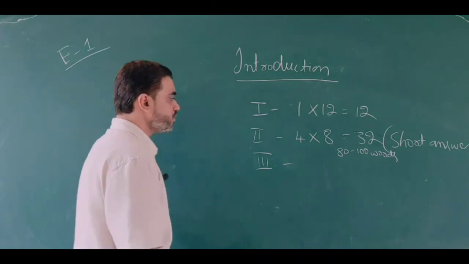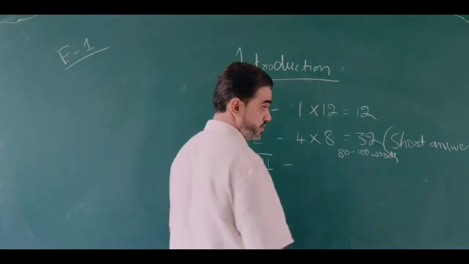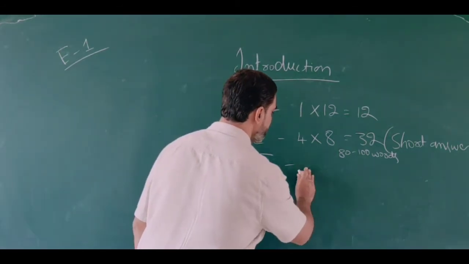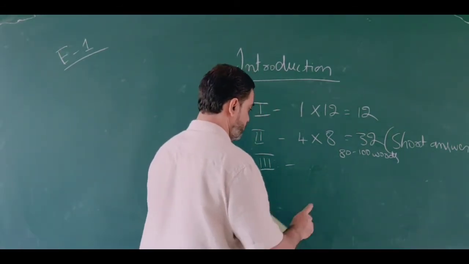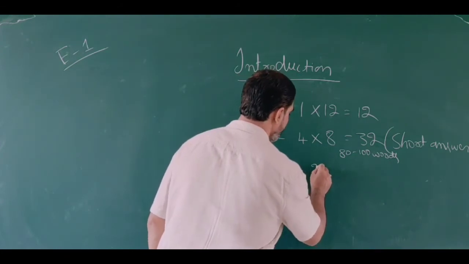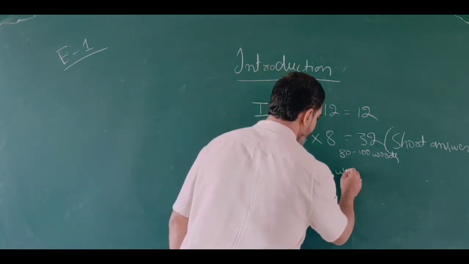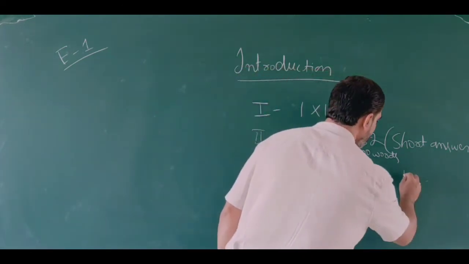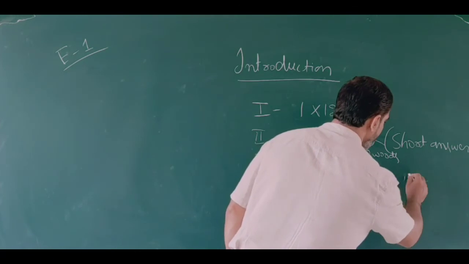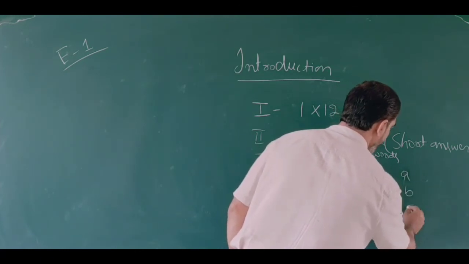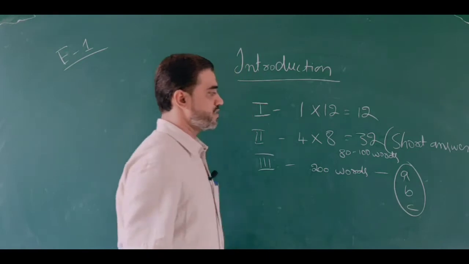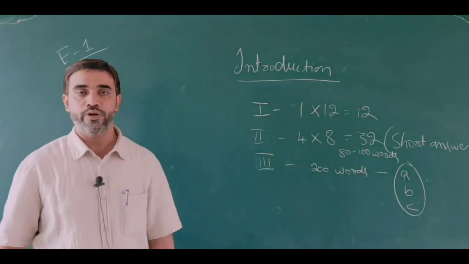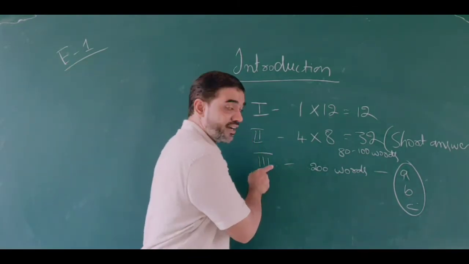When you come to the third, this is actually a long answer question. So, the word limit here is, I think, 200 words. Yes, 200 words. Three questions are given in the form of A, B or C. So, you have a choice here with the second and the third main.